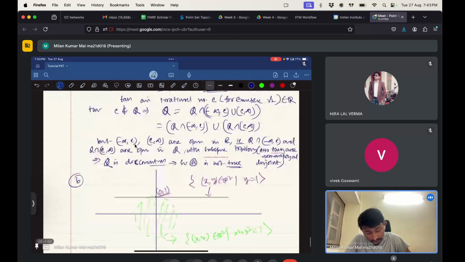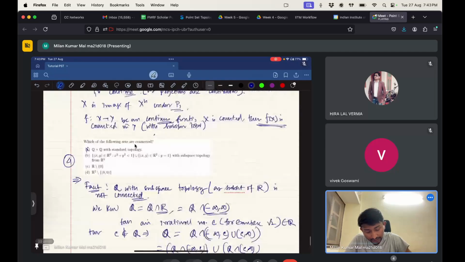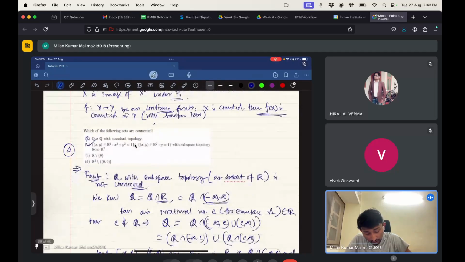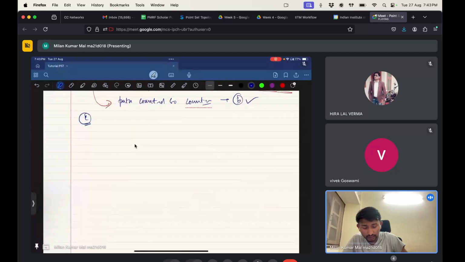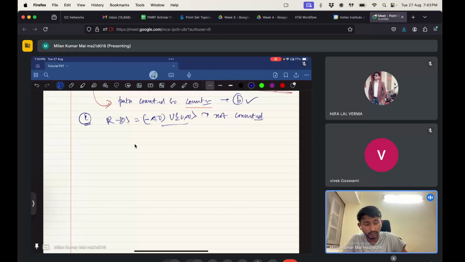So what we have seen is that A is false, B is true, and C is not connected. Why is C not connected? That is very easy. R minus 0 is nothing but minus infinity to 0 union 0 to infinity. So this is clearly not connected, because it is a union of two disjoint non-empty open sets.